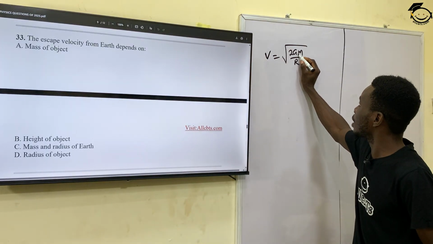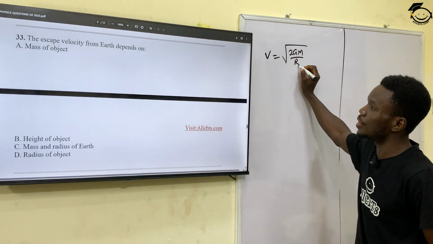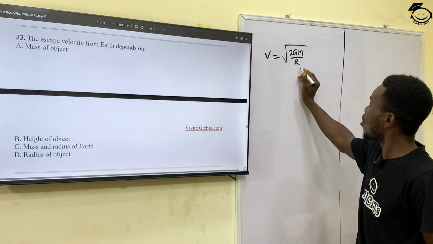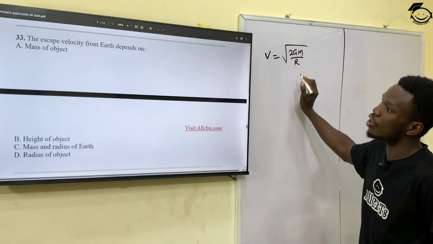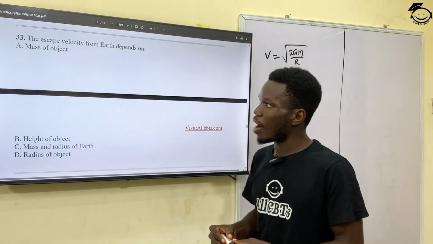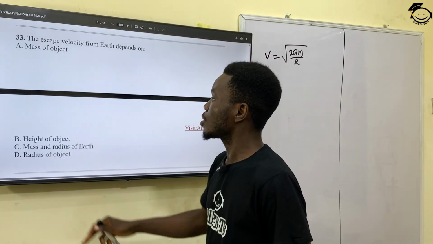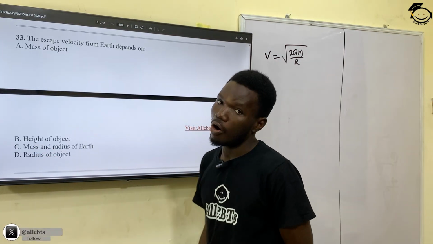M here is talking about mass, and r is talking about what? Radius. It means that what? The escape velocity of Earth depends on the mass of the Earth and the radius of the Earth from our formula. So the correct answer to this question is option C, which says what? Mass and radius of the Earth.